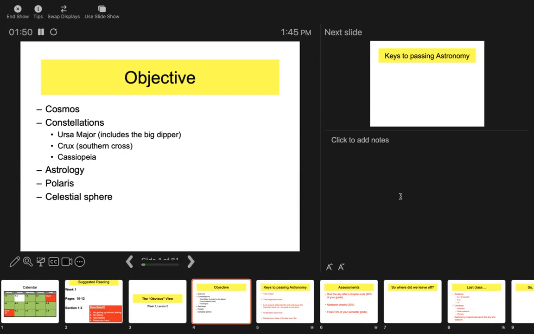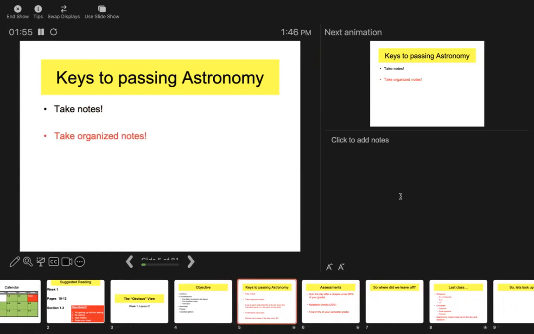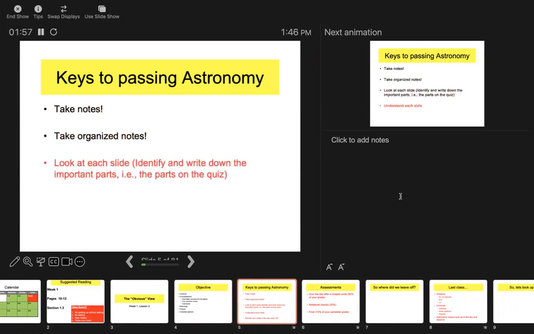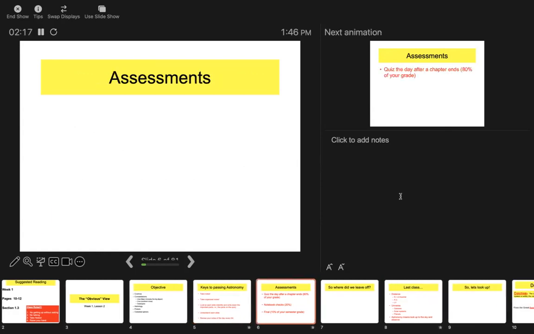Very true. All right, so the keys to passing from it, I need to remind you, is to take good notes. Make sure they're organized, not just haphazardly written down, and look at each slide and identify and write down the important parts, i.e. the parts on the quiz. Once again, you can always ask me, should I have written that part down? To make sure you understand the basic gist of every slide I talk about. And then I would always recommend that you review whatever notes you take every single day.